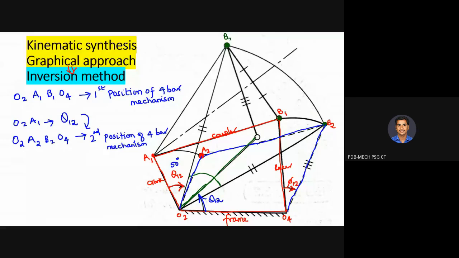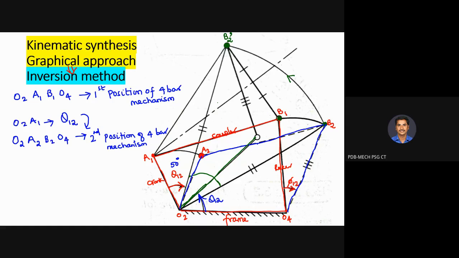B2 dash. We have rotated the B2 as it is, by rotating the frame. Correct? The B2 here, when the frame is rotated, reaches along this path and attains this particular position. So let me keep this point as B2 dash. Okay. Is it clear? Yes, sir.